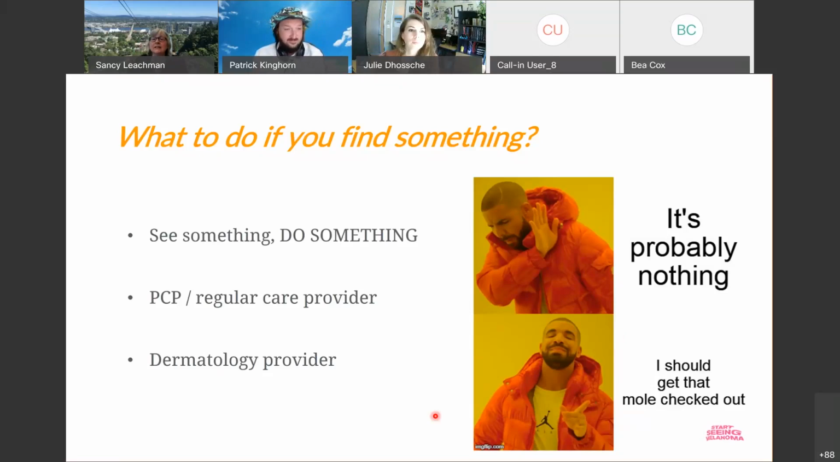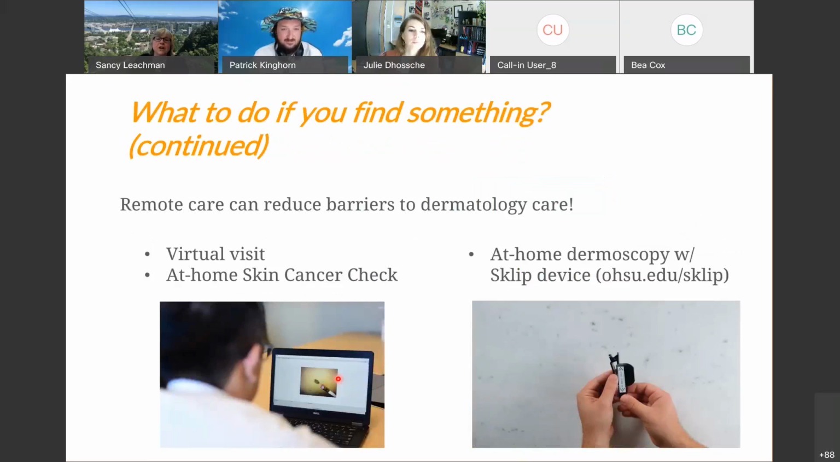You can get it checked out. You can start with a friend, and a friend can give you some opinions, but really the best place to go if you're worried is a provider. And sometimes the dermatologist is one of those providers that you could use too. The other things you can do, let's say you don't have a provider: nowadays there are a lot of e-visits around. You can do a virtual visit. You can do an at-home skin cancer check electronically with MyChart or whatever.